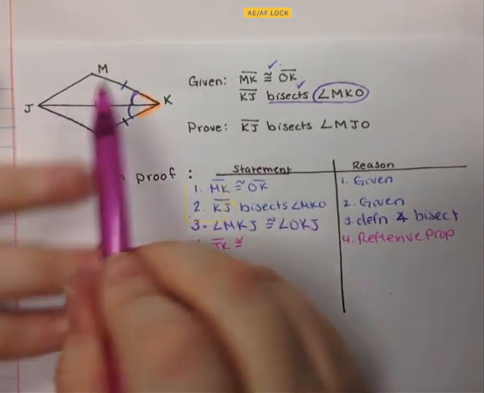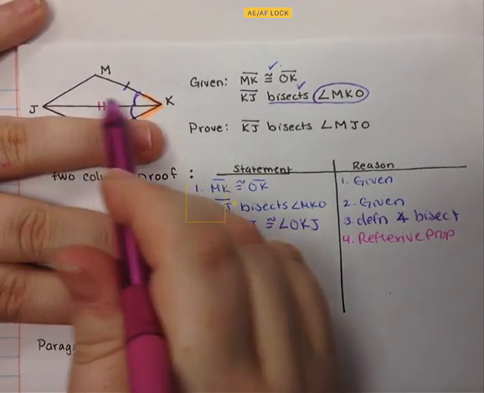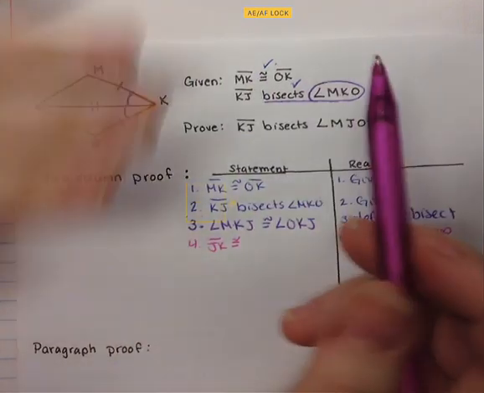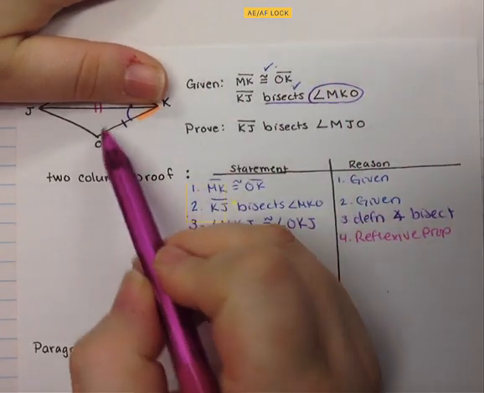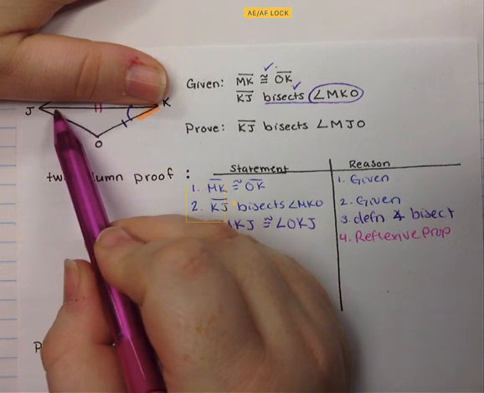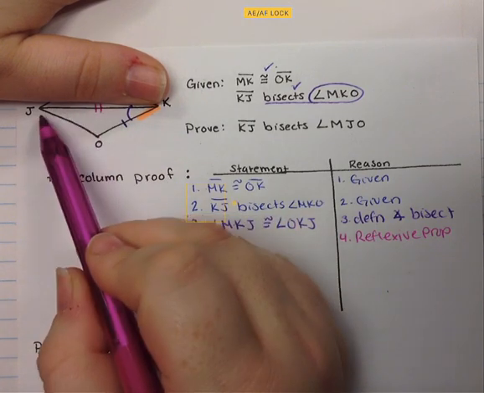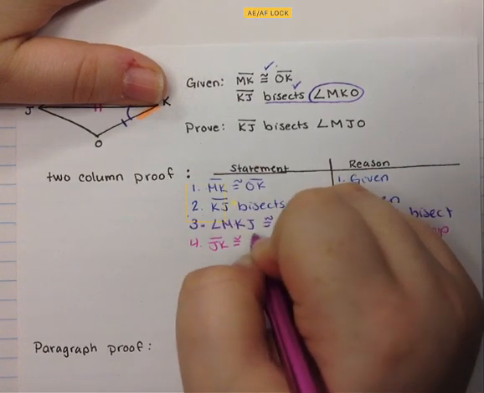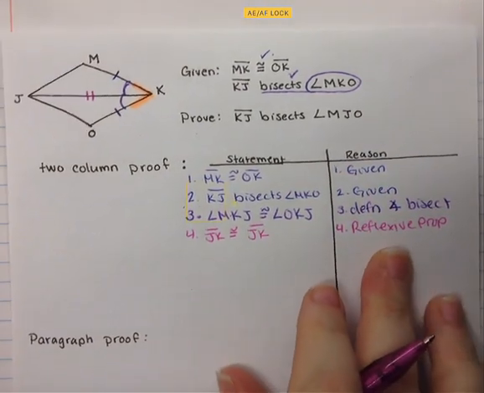So I went from no arcs to 1 arc. So 0 to 1. Okay, so cover up the other triangle. I need that same pink part from 0 to 1. So I want to say J to K again. So segment JK is congruent to segment JK because of the reflexive property.